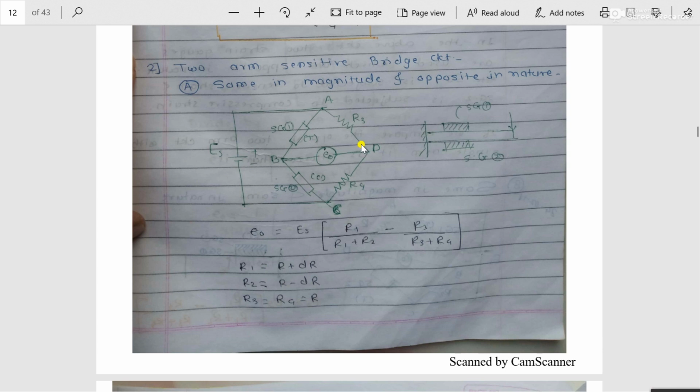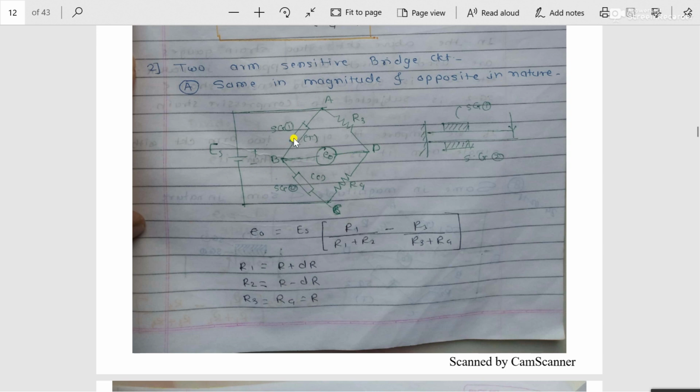The first type in the two arm sensitive bridge circuit is the two arm sensitive bridge circuit with strain gauges same in magnitude and opposite in nature. What does this statement indicate? Same in magnitude means whatever two strain gauges are used in the Wheatstone bridge circuit, both have the same magnitude. If strain gauge number 1 has a 350 ohm resistance, then strain gauge 2 also has the same resistance value, that is 350 ohm. Therefore both strain gauges are same in magnitude, but opposite in nature.